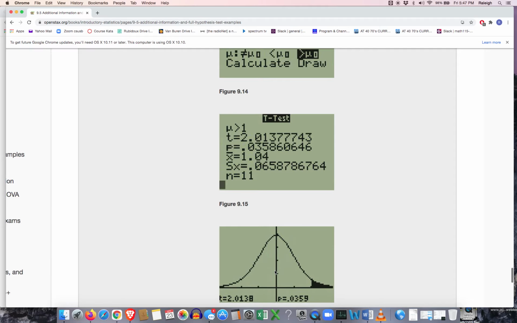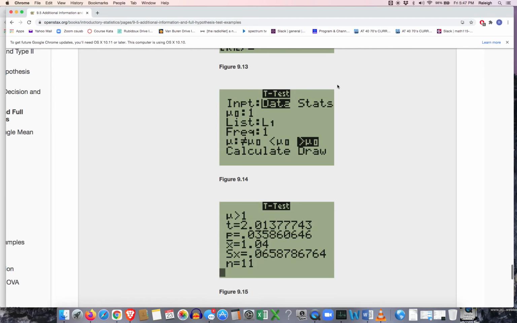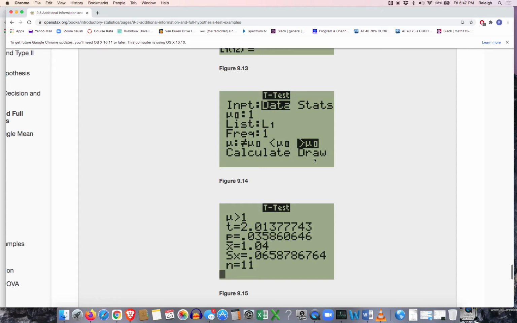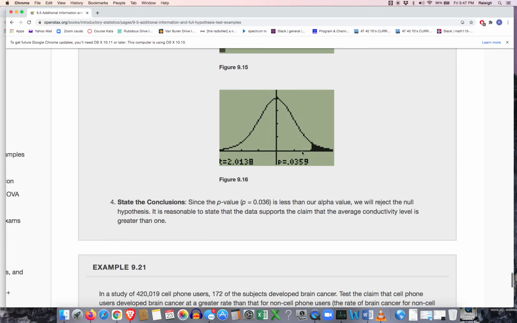And then the picture: as you go into draw instead of calculate, you have to pretty much start over. It'll hold your data for you, and everything is the same. Just leave it all alone, click down to draw, and circle that. Then you'll get a picture, not an extremely high-tech picture, but it does give you the t and the p, as you already saw. This being a right tail test, it'll shade in the upper 4%. To 3 decimals, p is 0.036.